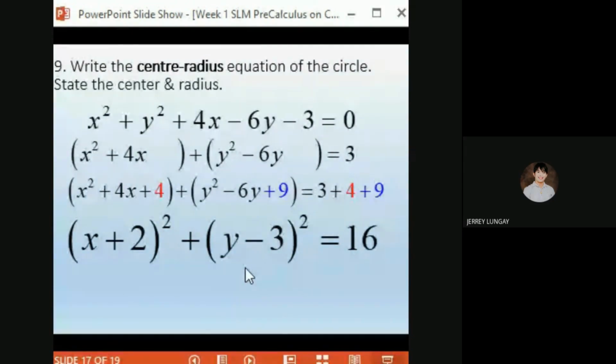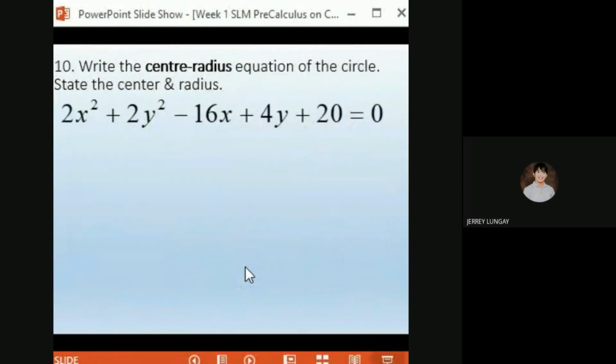Question. What is the center of the circle? That would be negative 2 and 3. Very good, Camille. How about the radius? What is the radius? 4. Okay, Kit. Karel, ang nakauna. Very good.